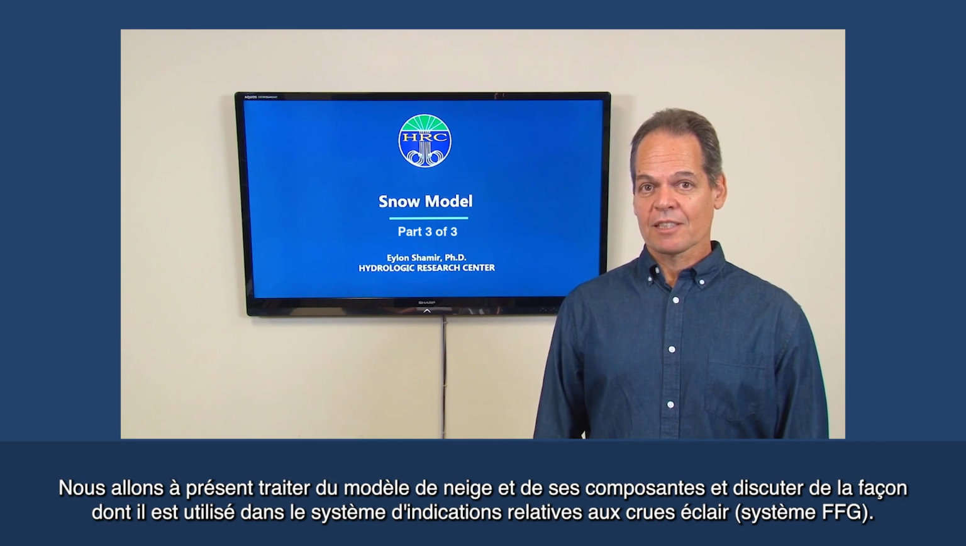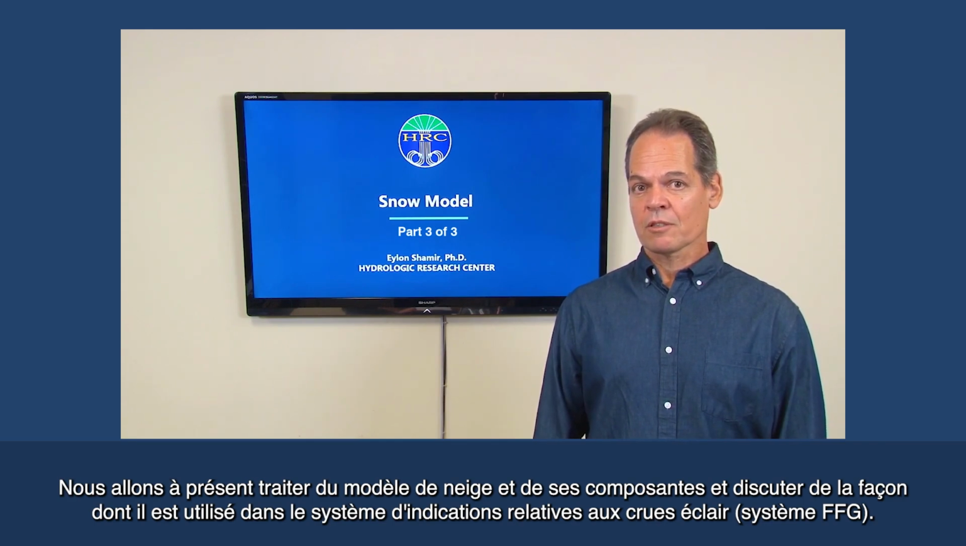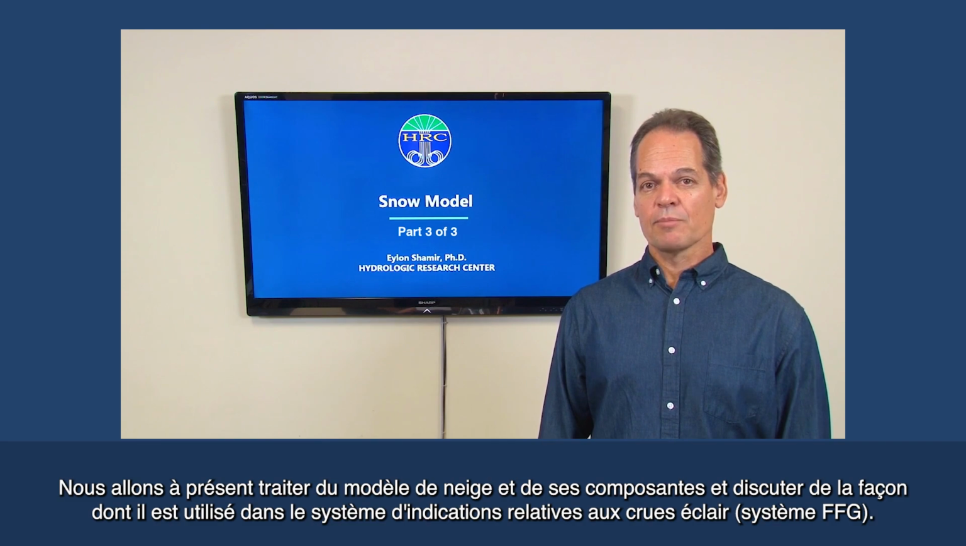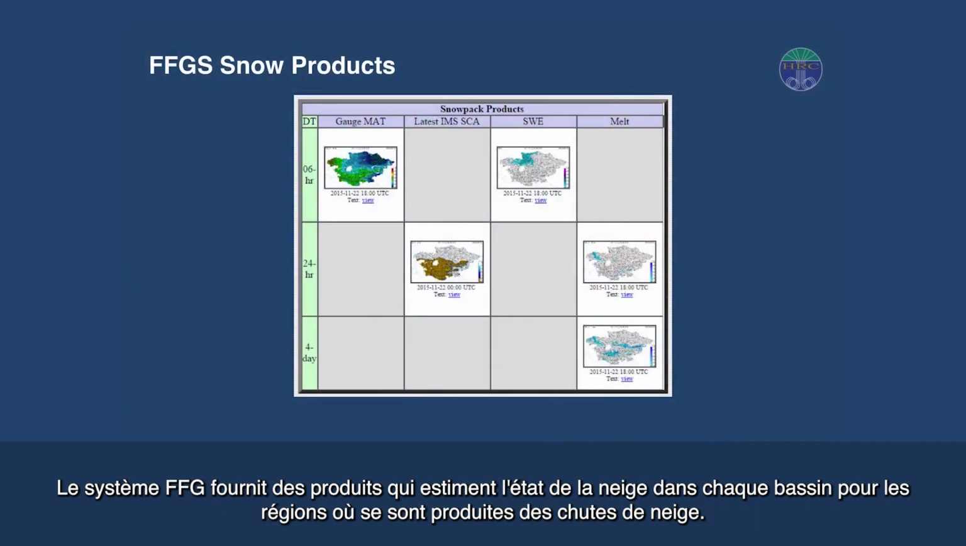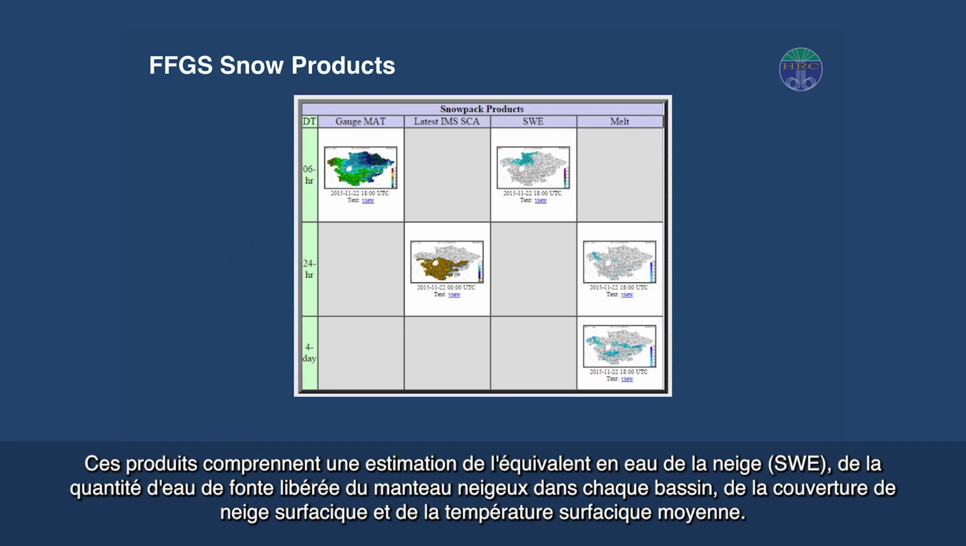In the next part of this lesson, we will cover the snow model and its components and discuss how it is being used in the flash flood guidance system. For geographic regions that experience snowfall, the FFGS provides products that estimate the condition of the snow in each basin. These products include an estimate of snow water equivalent, in short SWE, the amount of melt released from the snowpack in each basin, the aerial snow cover, and mean aerial temperature.